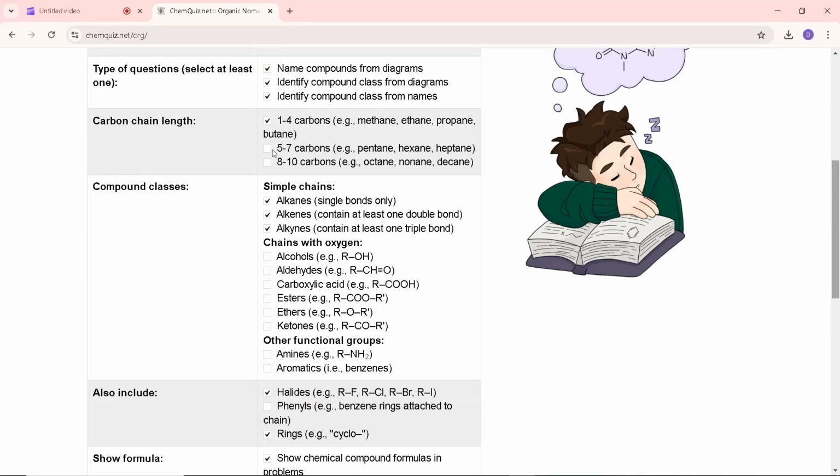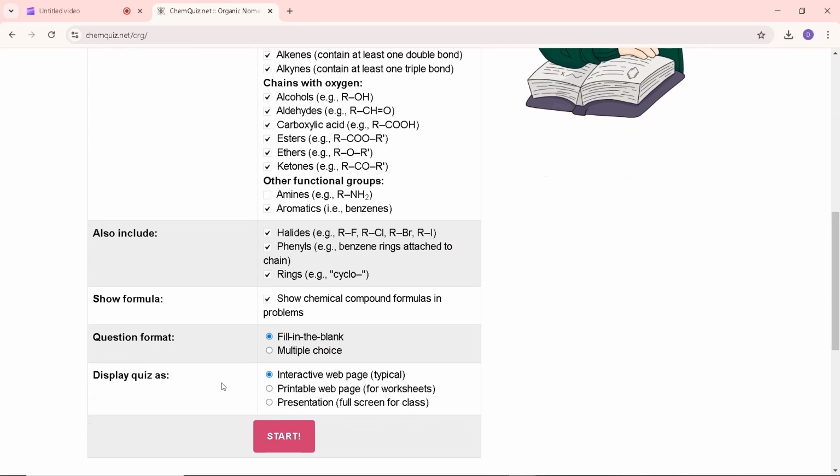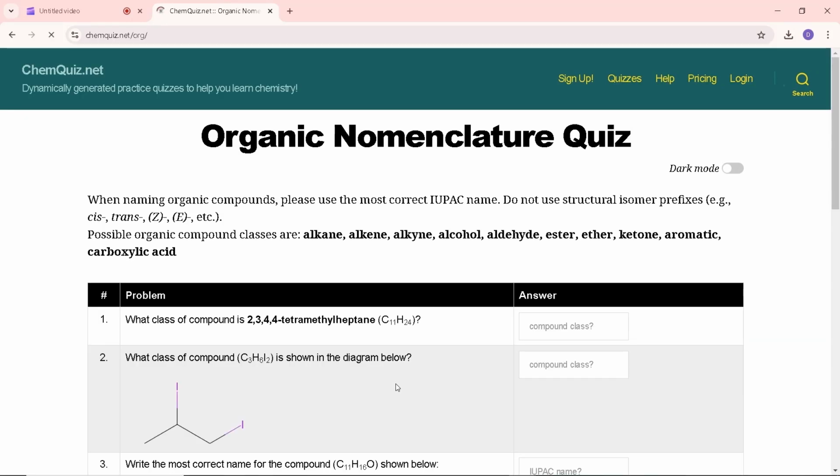We can definitely talk about carbons that are in the 8 to 10 range. We focused on alkanes, alkenes, and alkynes in the first video, and we just got done with alcohols, aldehydes, carboxylic acids, esters, and ethers. And also ketones. We've actually done all of these. There are other functional groups, such as amines, that we haven't done, but we have done aromatics. So we pretty much covered everything on this website. And whenever you're ready to start, you can just create your own custom quiz and get to practicing.